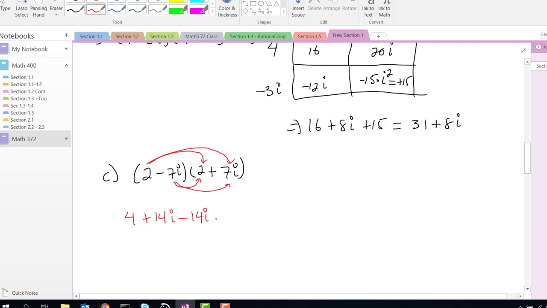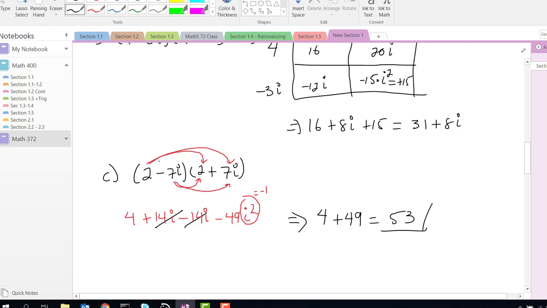positive 7i is negative 49, but then you have i times i, which is i squared. And again, this i squared is equal to negative 1. So our final answer, well, close to our final answer, I'm going to have 4. Notice that here, these middle terms go away. And I'm going to have minus 49 times negative 1, which is actually plus 49. So this becomes 53. And that is our final answer.